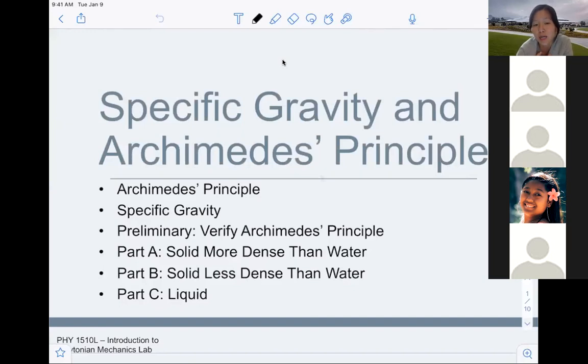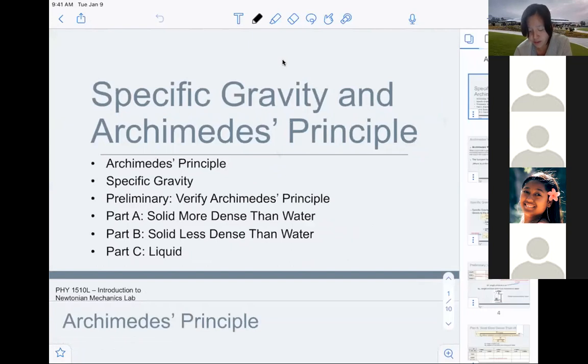So we'll spend a little bit of time to talk about the definition for specific gravity of any object and also Archimedes' principle. What we're trying to measure today is the specific gravity of different kinds of objects: objects more dense than water, objects less dense than water, and also liquid.